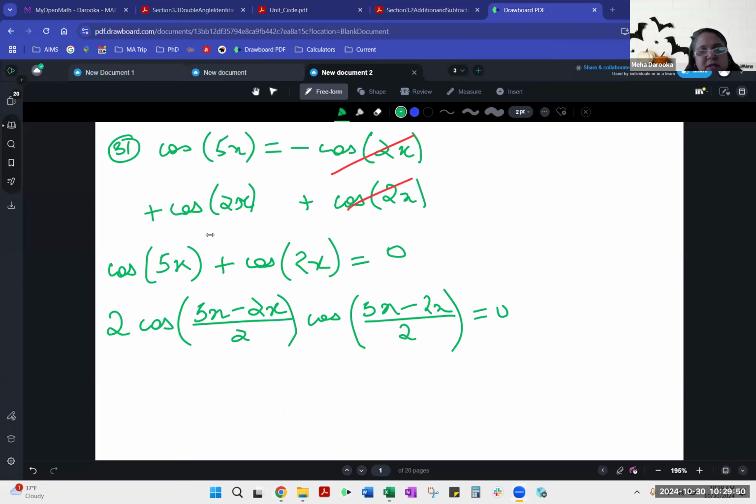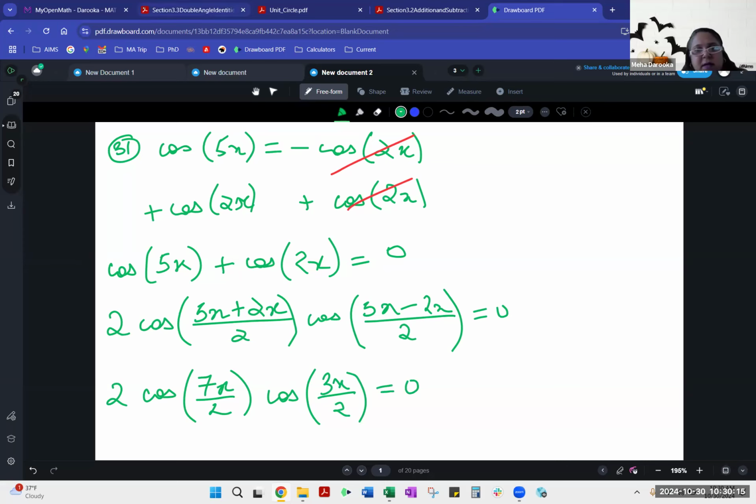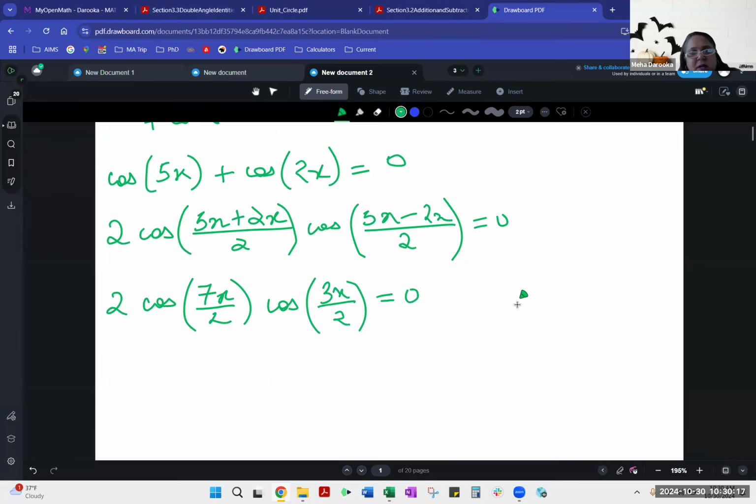Oh, yeah, did I put minus on both of them? I did, didn't I? Sorry. Yes, it should be plus. So just go ahead and clean that up. Of course, 5 plus 2 will be 7, so that becomes 7x divided by 2. And then on this side, 5 minus 2 is 3, so 3x divided by 2.